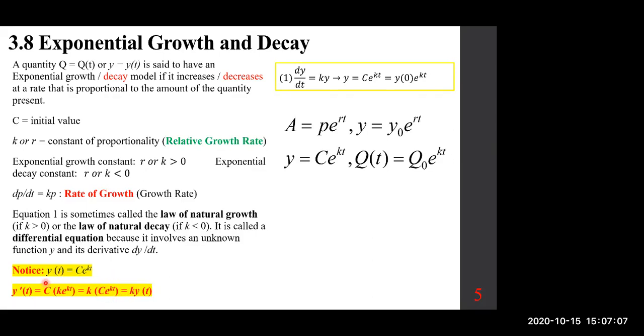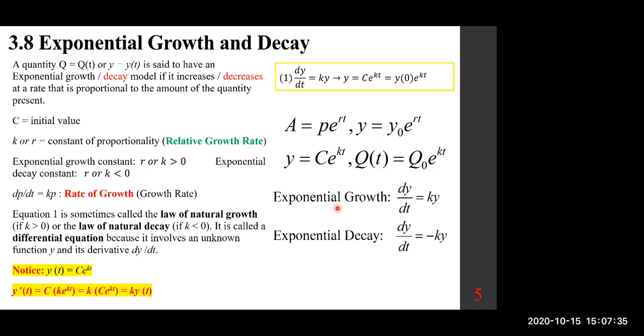So I hope you see that we proved y prime is k times y. By y prime, we mean dy/dt. We proved that it's k times y. In other words, if this is the solution, we differentiate both sides, and we prove that it satisfies this equation.